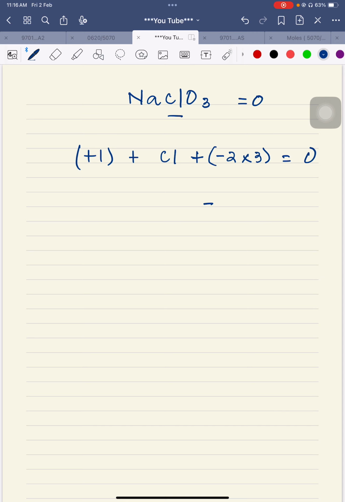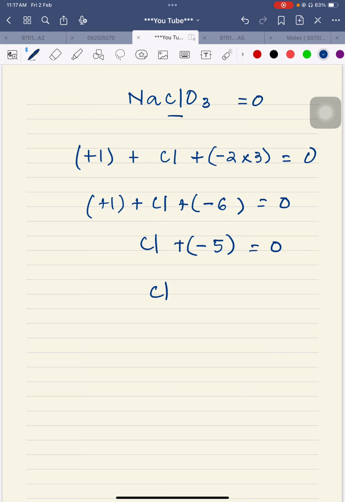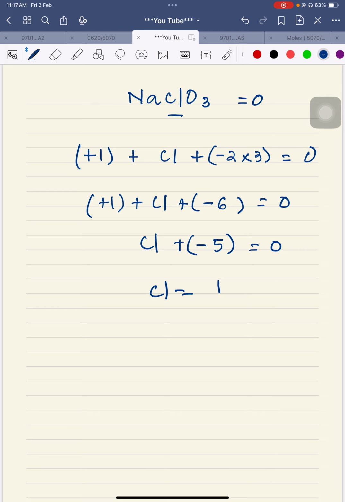It is becoming minus 6, and it is Cl here, and it is plus 1. And then minus 6 and plus 1 difference is minus 5 here, and plus Cl is like this. And when this minus 5 will go on the other side of the equality, it will become plus 5. Just imagine that chlorine can give an oxidation state of plus 5 as well. So there is a possibility that elements can violate those rules in some of the compounds, but this is the way to calculate that.